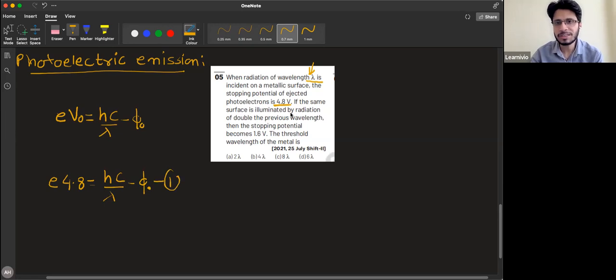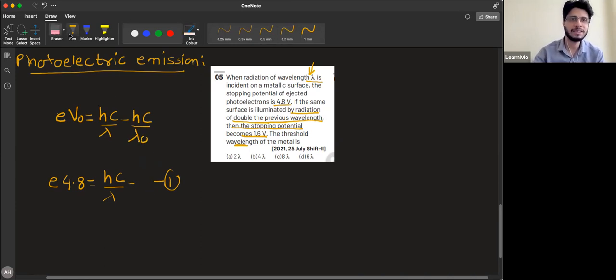If the same surface is illuminated by radiation of double the previous wavelength, then the stopping potential becomes 1.6. And it is asking for the threshold wavelength. Threshold wavelength means you should write your phi naught in terms of the threshold wavelength, which is hc by lambda naught. So instead of phi naught, I should write hc by lambda naught, since we are asking about the threshold. Now, for double the wavelength, the stopping potential becomes 1.6, so instead of V naught you will be writing 1.6.